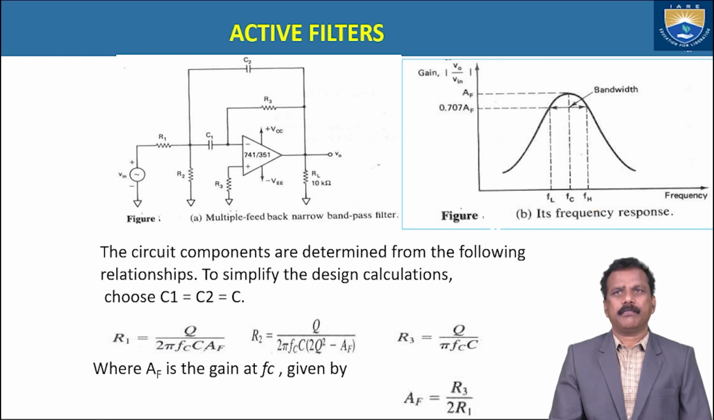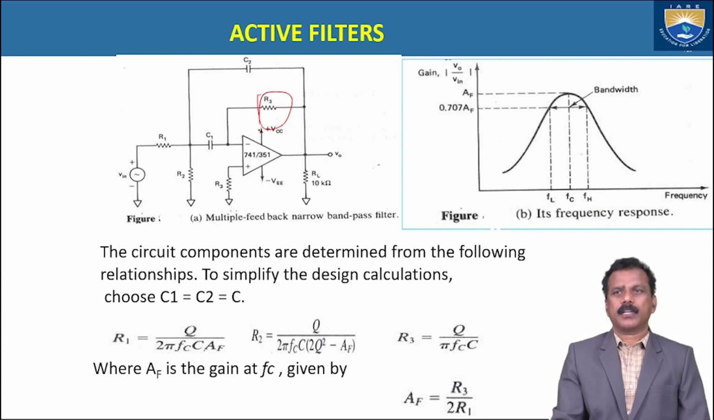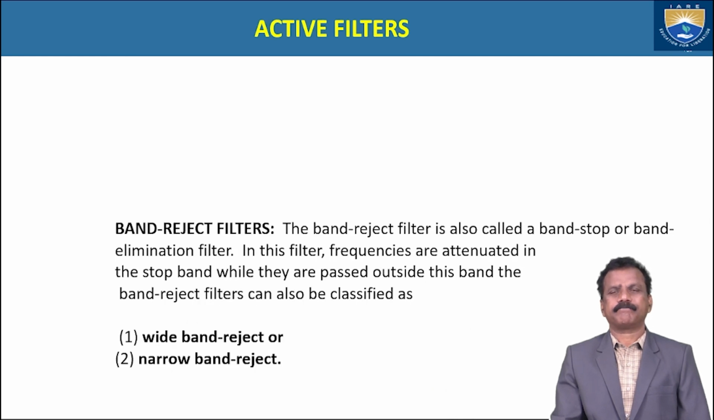We don't yet know AF, where AF is equal to R3 by 2 R1, R3 being the feedback resistor, because of the multiple feedback narrowband pass filter. Due to this, we have to calculate R1, R2, and R3 based on the gain as well as the typical values.